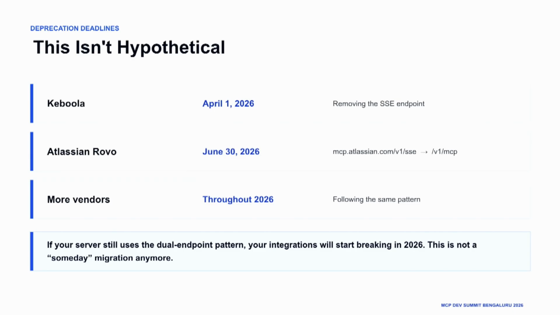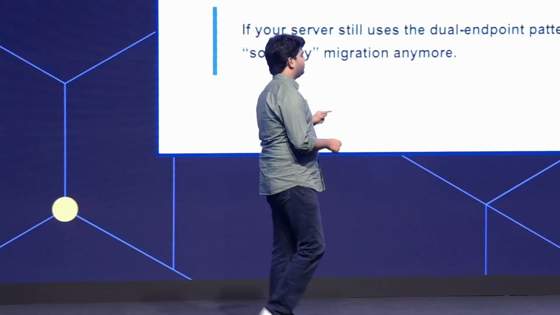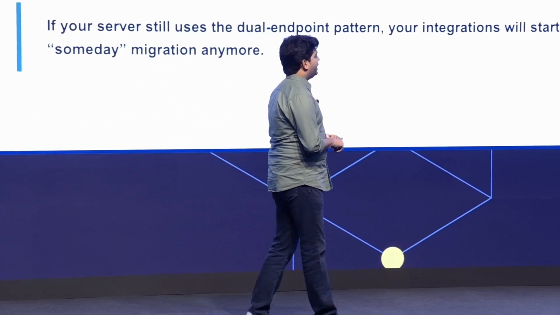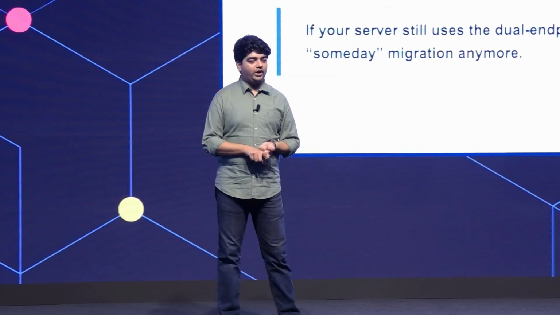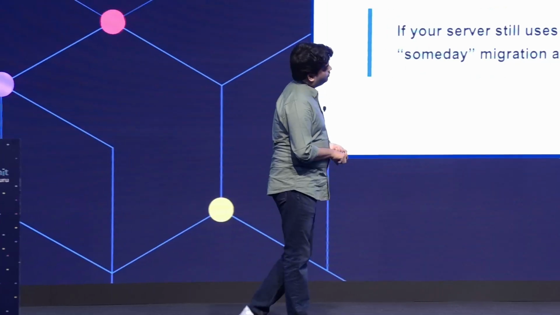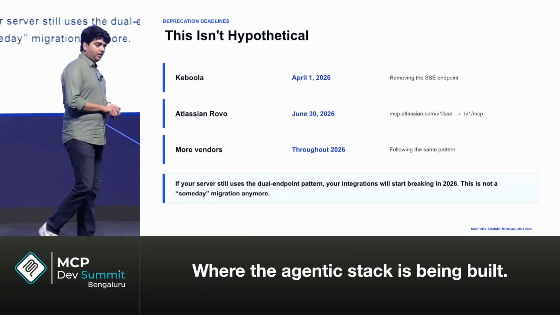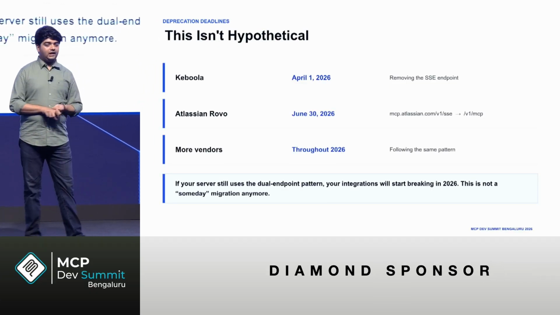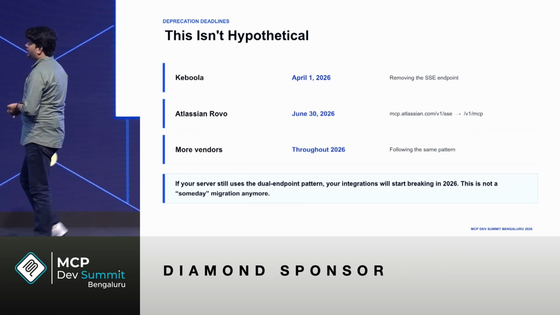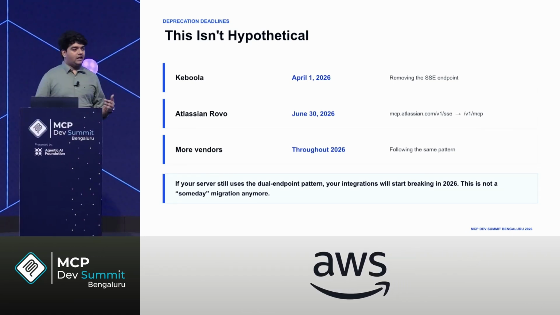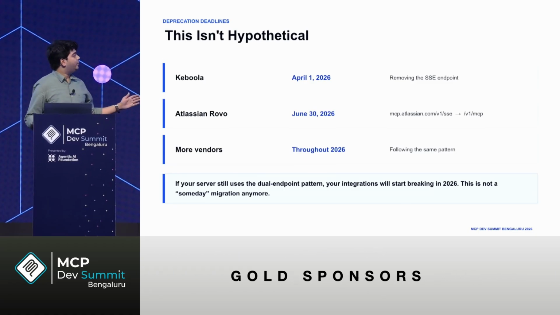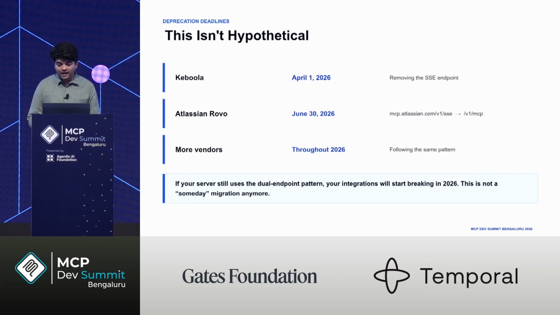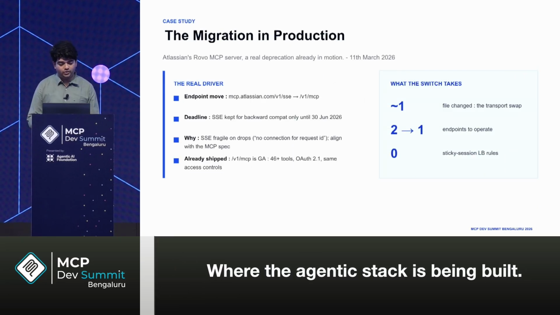And this isn't hypothetical anymore. Kebula have announced they are removing their SSE endpoints as of April 1, 2026. Atlassian's Rovo announced on 11th March 2026 that they have removed the /sse endpoint and moved to /mcp, and they have put the deadline at June 30, 2026. Throughout this year, more vendors are moving out of the SSE and HTTP architecture. So if someone is using Rovo and has not done the migration yet, the deadline is June 30th.